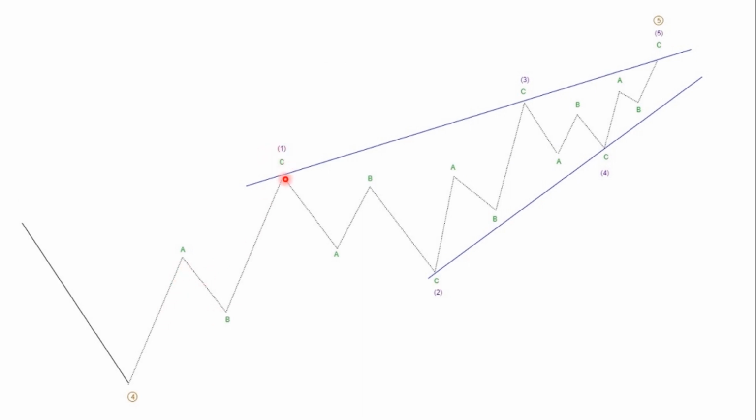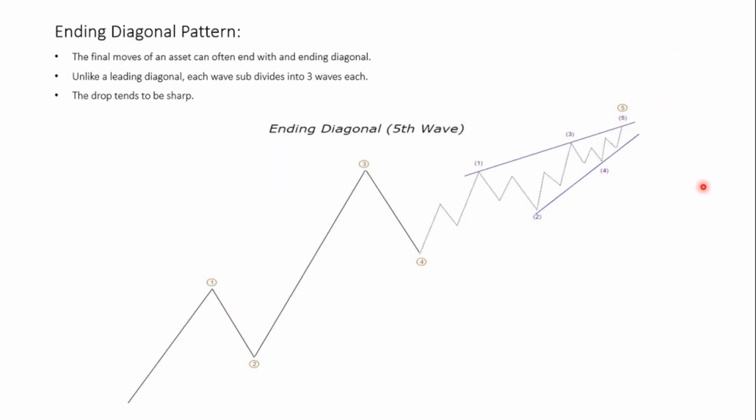So if you remember from a leading diagonal, a wave 1, a wave 3, and a wave 5, all the impulsive waves broke up in impulsive fashion. They were breaking up in 5 waves. With an ending diagonal, that's different. They break up in 3s. Every wave breaks in 3, and with a rising wedge, you tend to see a very sharp move to the downside.